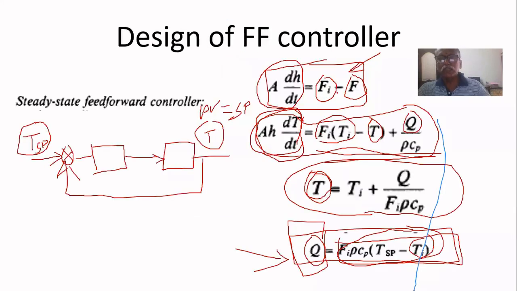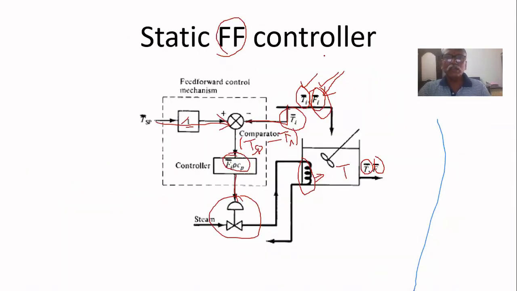In other words, here what we made, if you include this dT by dt, that is the dynamic element, the rate of change of temperature with respect to time. If we are making that there is no change in T, that is T is at steady state, for that we are designing against a disturbance. That's why we are making this equal to 0, and we took the steady state equation and designed here. That's why static, steady state means static. So this is a static feedforward controller we designed.